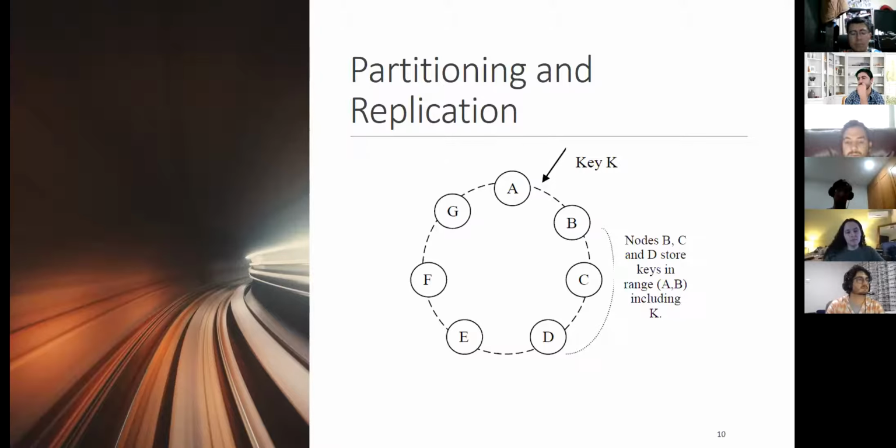So just to finish with this partition and replication scheme, the list of nodes that is responsible for storing a particular key is called the preference list. So this preference list is constructed by skipping positions in the ring to ensure that the list contains only distinct physical nodes.